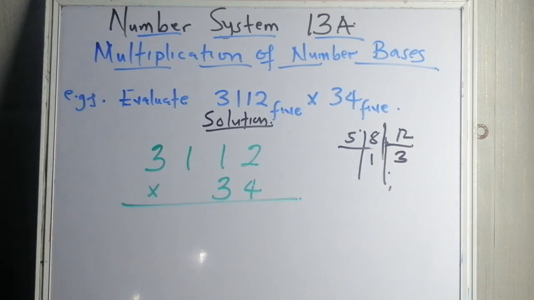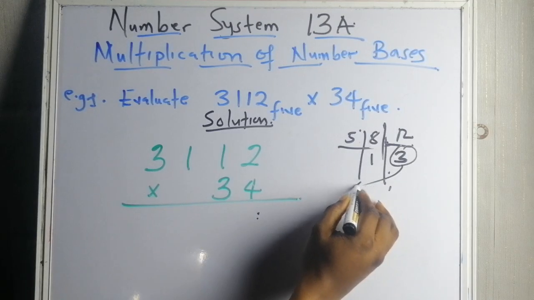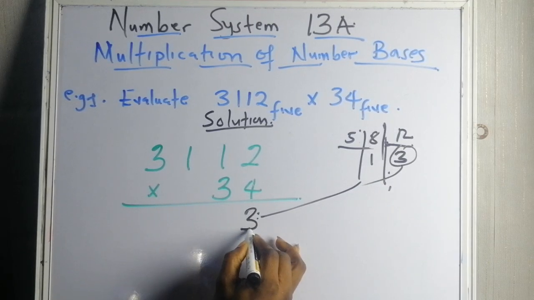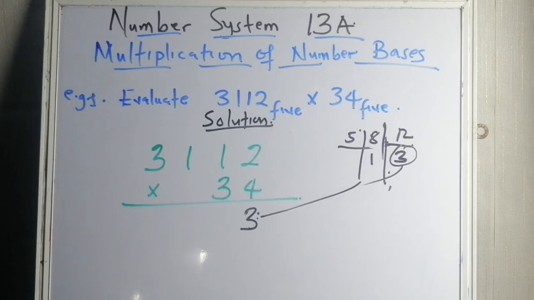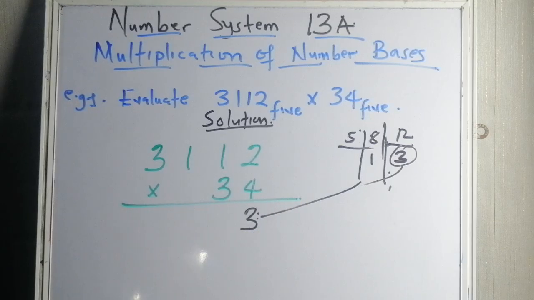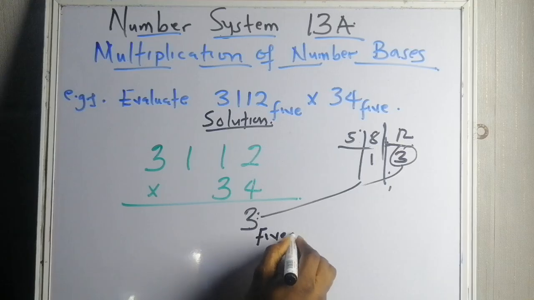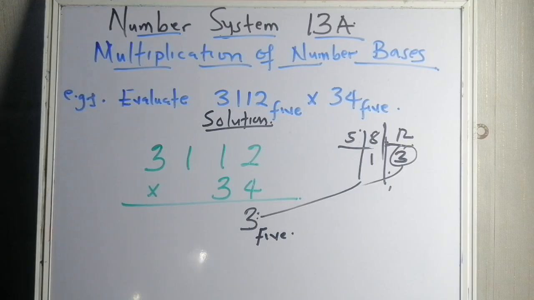So what is remaining here? 3 is not up to 5, so you come and write it here, which is 3. 4 times 2, 8. That is the 8 you have here. How many times can 5 go in 8? 1 time. What is the remaining? It's remaining 3. You write your 3 here, because we're doing this multiplication in base 5. So that is that.